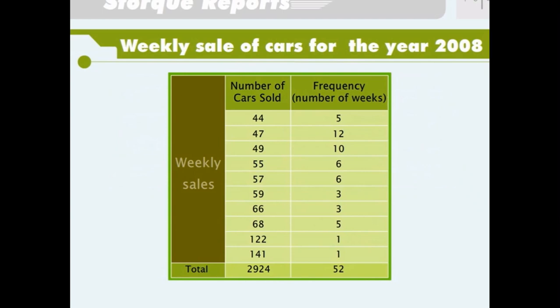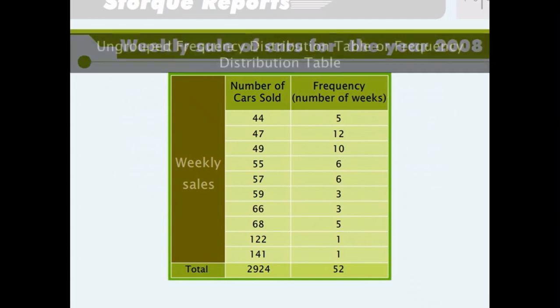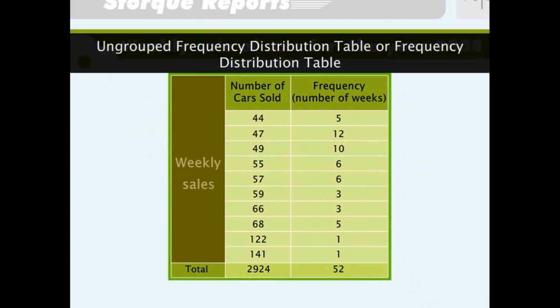We will note the frequency of each number and prepare a table as shown here. In this type of table, individual values and their frequencies are presented. Such a table is called an ungrouped frequency distribution table or a frequency distribution table. This is because each value of the data is considered individually and the frequency of each value is noted. Later, we will learn how to group the values of the data and form a frequency distribution table.